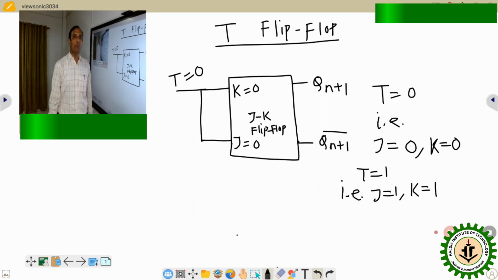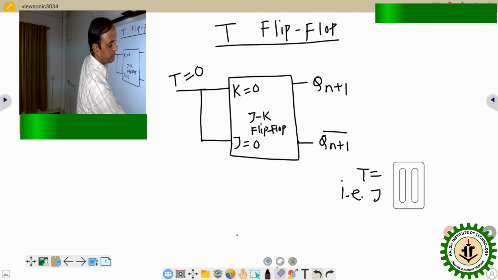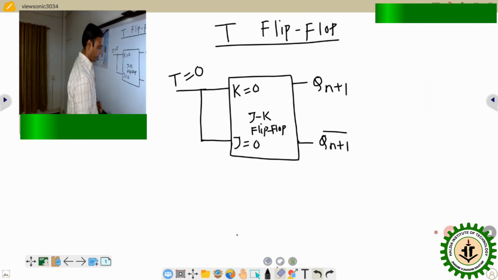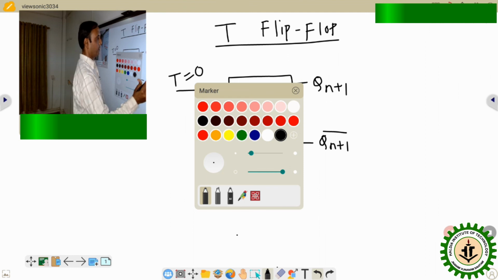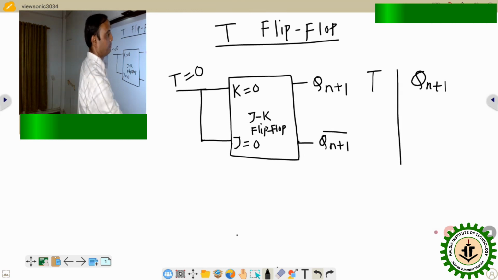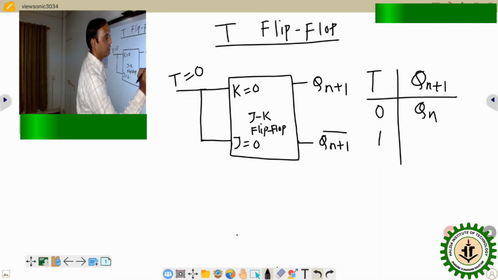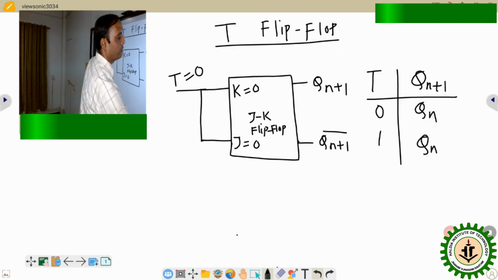But when T equals 1, that means J equals 1 and K equals 1, the output will be just the opposite of the current output. So what will be the characteristics table? T equals 0, so it will be Qn, unchanged. T equals 1, it will be Qn bar.